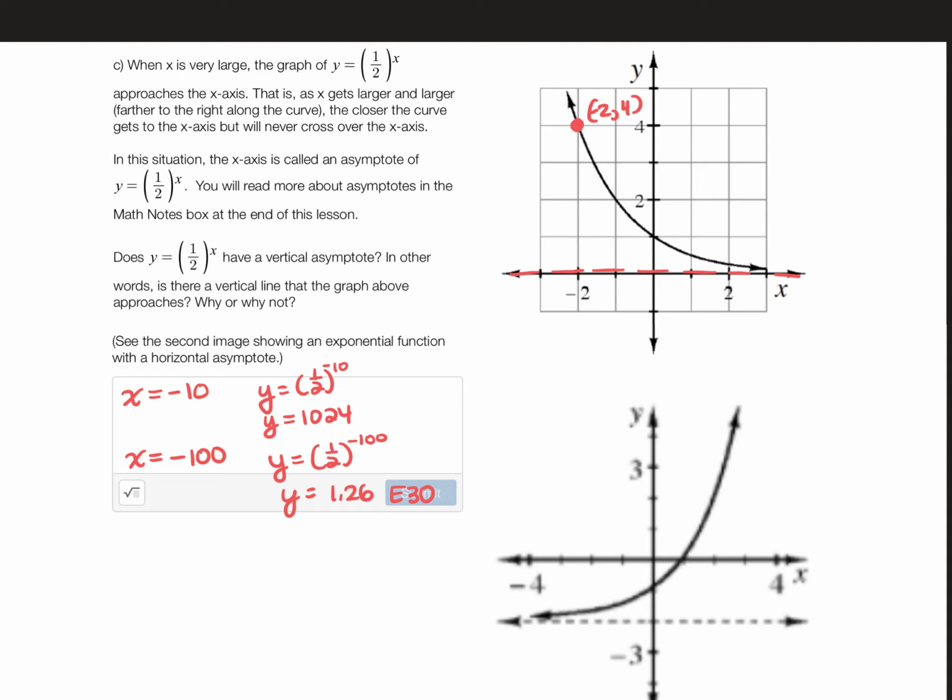So we can put any x value in. And the reason, because I can put any x value in, that there's going to be no vertical asymptote. So no vertical asymptote, we can use any value as an input.